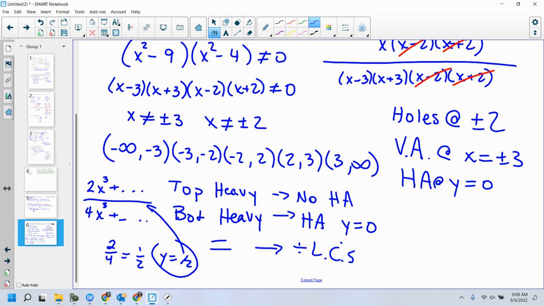So we know that there are holes at plus or minus 2. There's vertical asymptotes at plus or minus 3. And there's one horizontal asymptote at y equals 0. Okay.